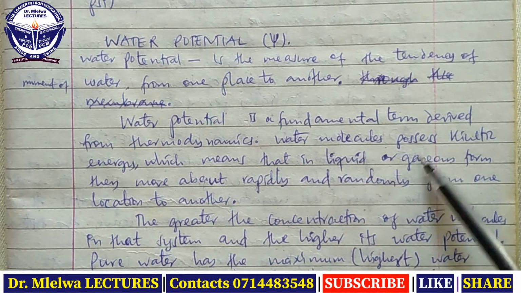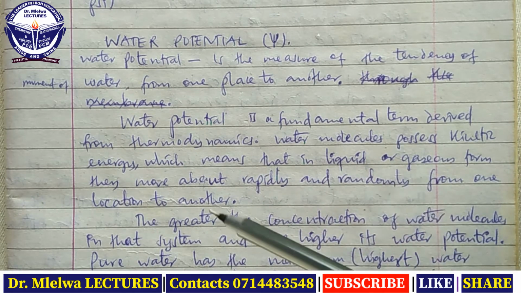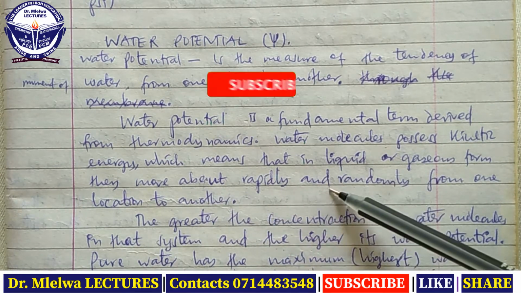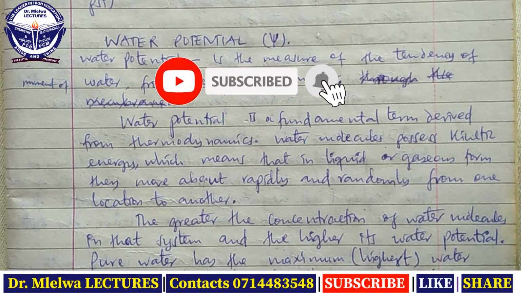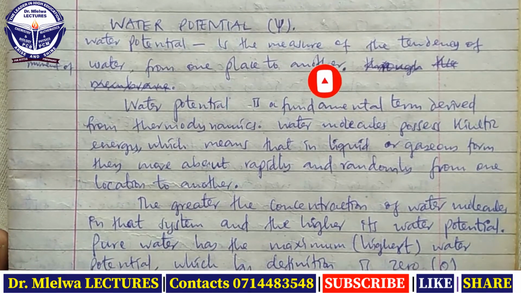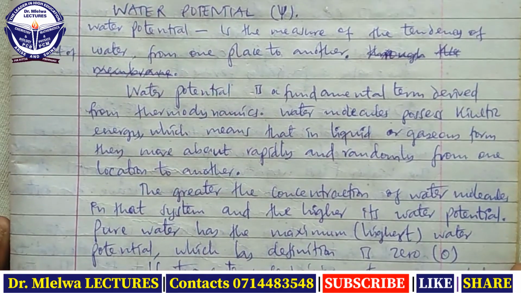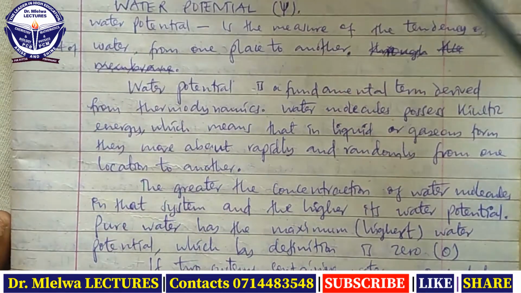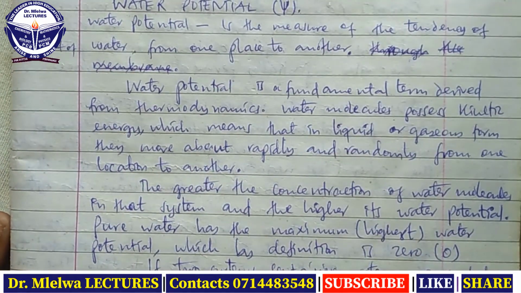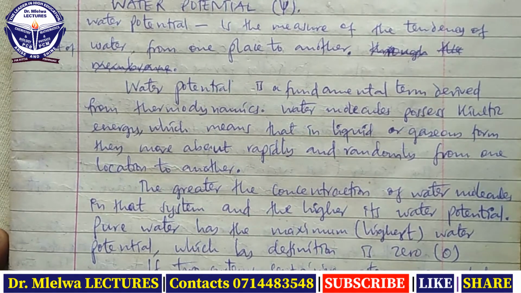So water molecules possess kinetic energy, which means that in a liquid or gaseous form, they move about rapidly and randomly from one location to another. That means water molecules have kinetic energy, and they are able to move randomly from one place to another, either in liquid or in gaseous form.